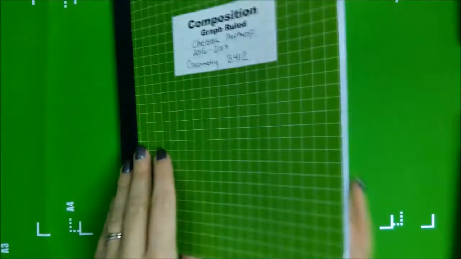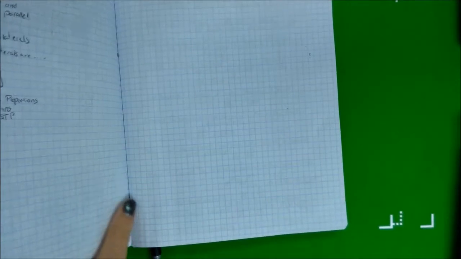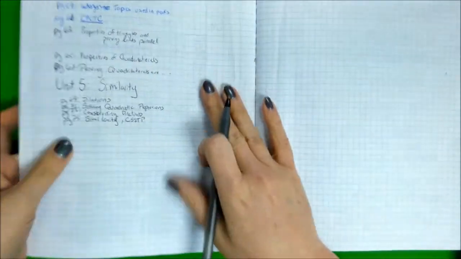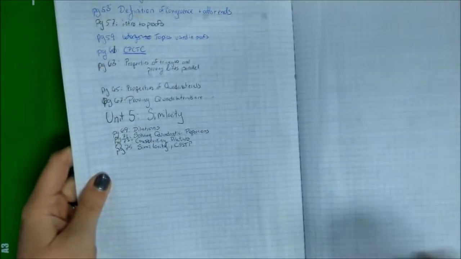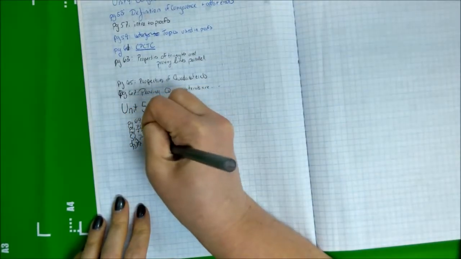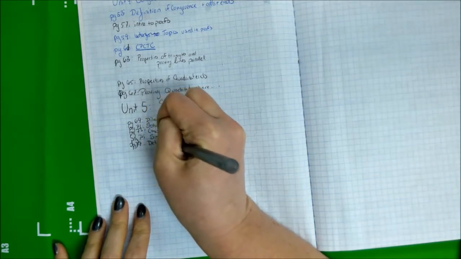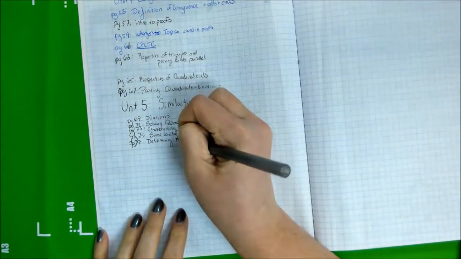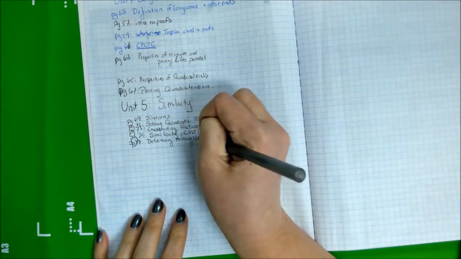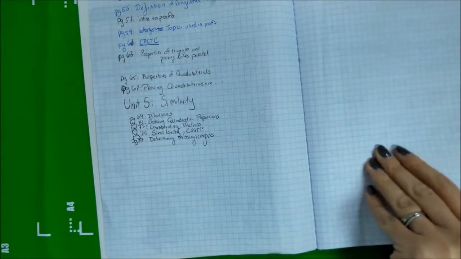So today we are going to work on some proportions. Over here, page 77. Determining missing lengths. Okay.